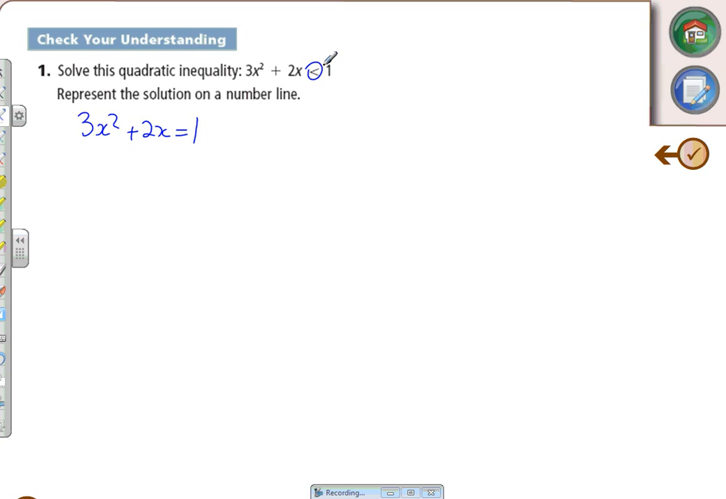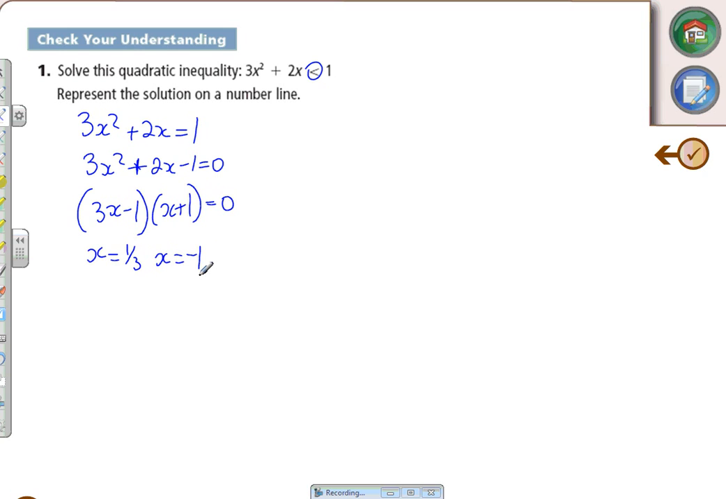Quadratic, equate to 0 and factor. 3x squared plus 2x minus 1 equals 0. And then we factor that. So 3x minus 1, x plus 1 equals 0. So now x equals 1/3 or x equals -1. Those are our critical values. We're going to break this up into intervals.